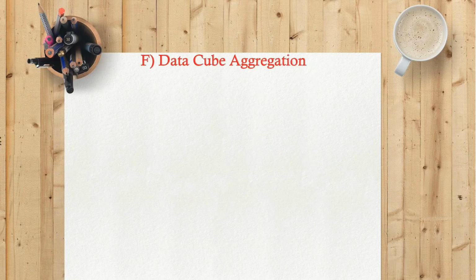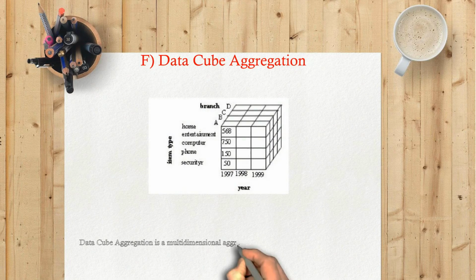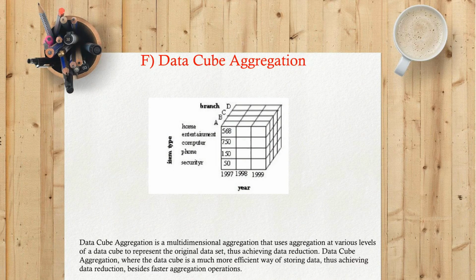F. Data cube aggregation. Data cube aggregation is a multidimensional aggregation that uses aggregation at various levels of a data cube to represent the original dataset, thus achieving data reduction. The data cube is a much more efficient way of storing data, thus achieving data reduction, besides faster aggregation operations.